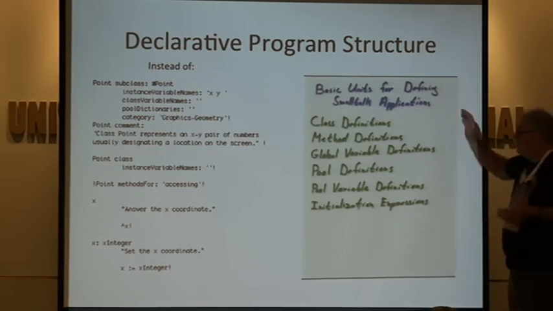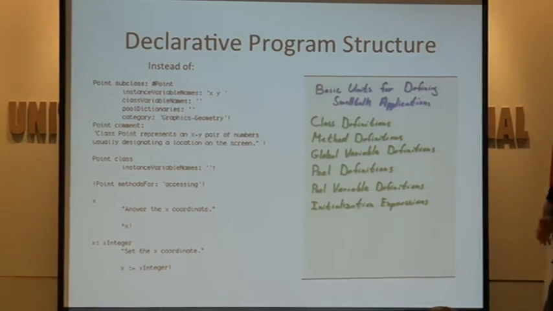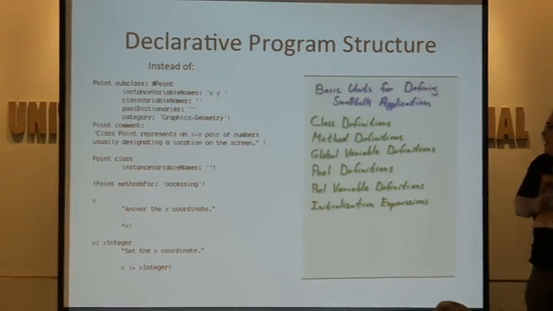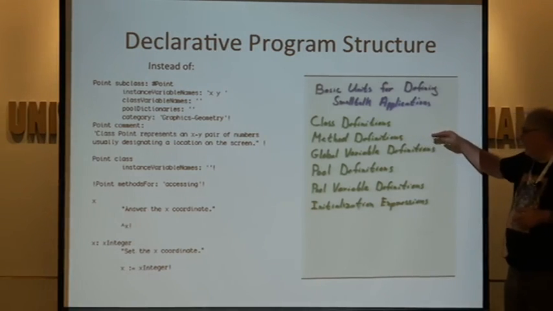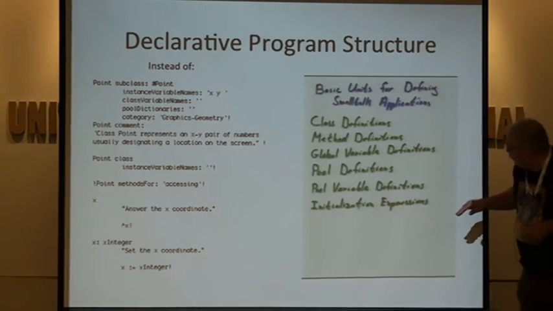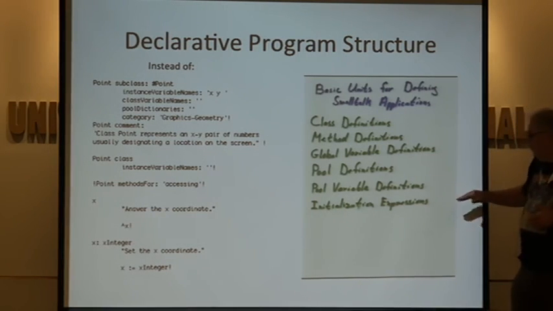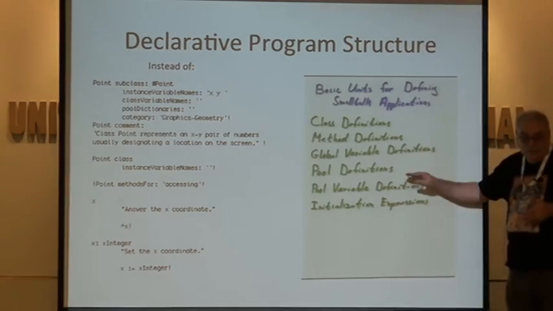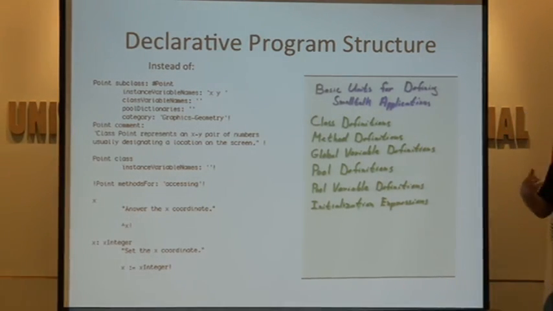So we said, we need to go look at this and say, what's really going on here, and systematize this. What are the basic units of defining Smalltalk applications? You have class definitions, you have method definitions, you have global variables, you have pool definitions. We actually have pool definitions and then pool variable definitions, and then you have some sort of concept of how you initialize this whole thing, what's the order, and that these were actually units of work you could talk about.